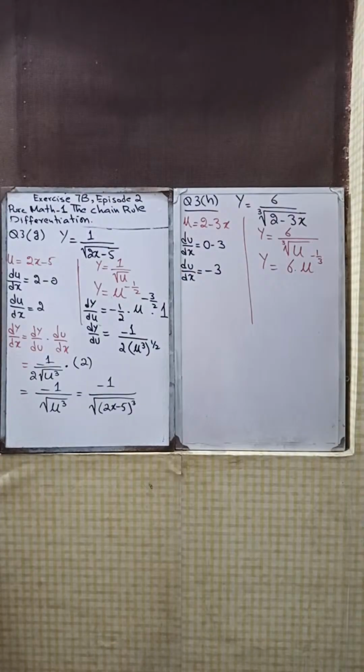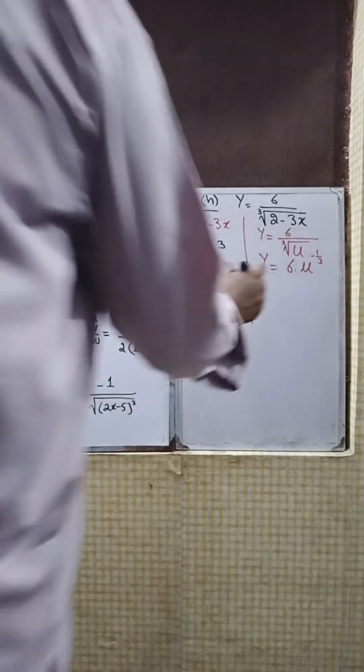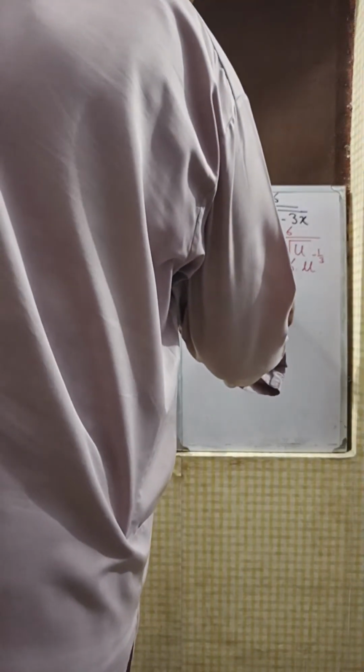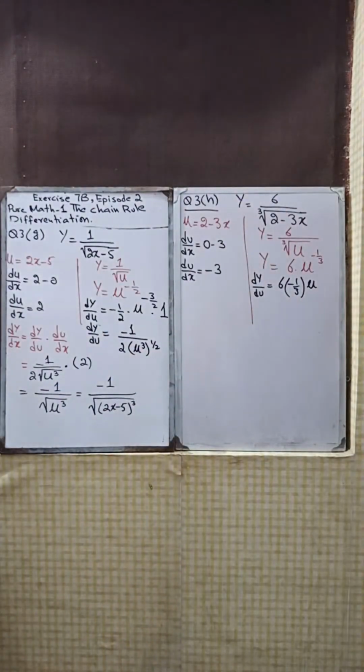We will differentiate y with respect to u. So dy/du will be equal to 6 into minus 1/3 into u. Minus 1/3, you have to decrease the power by 1 in the differentiation. This is the rule. So minus 1/3 minus 1 will become minus 4/3. Minus 4/3. You can do this on your calculator.